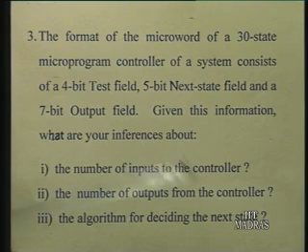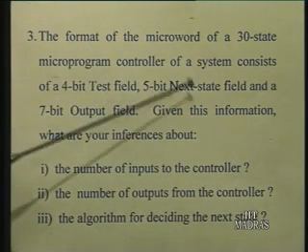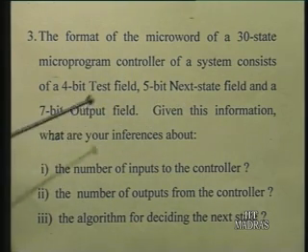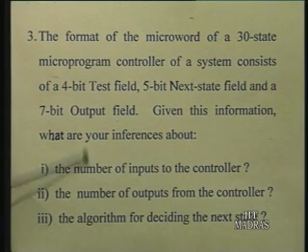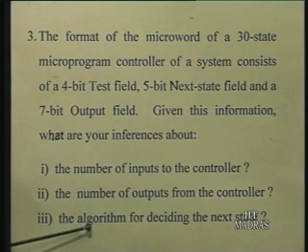You remember the format, generally we have test field, next state field and output field, that is what you have in any micro word for a micro program control. So, the size of it is given as 4 bits, 5 bits and 7 bits respectively. Now, given this information, what are your inferences about the number of inputs to the controller, then the number of outputs from the controller, then the algorithm for deciding the next state.